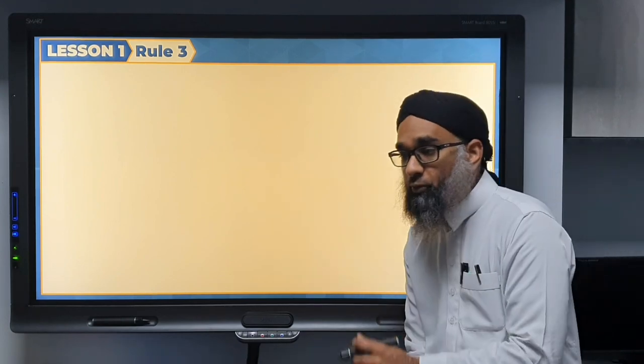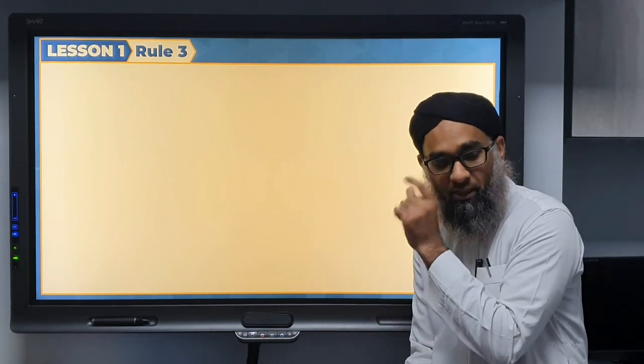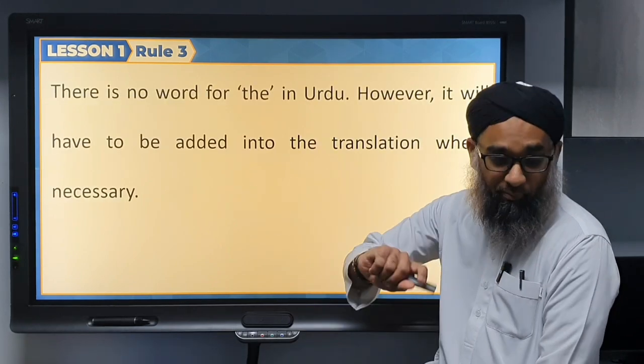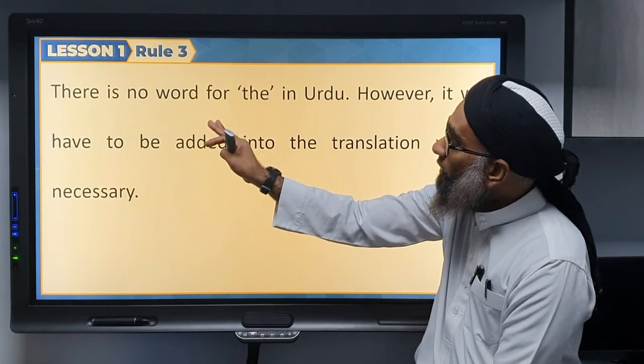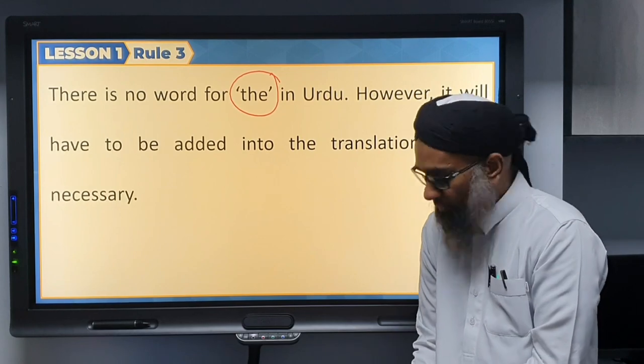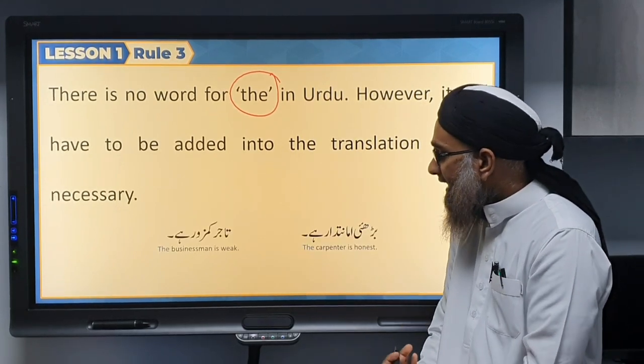So the first rule is the structure. The second rule is you have to add the word a and the accordingly. The third rule is, well, it's an offshoot of the a. There's no word for the in Urdu. As I said before, there's no word for the. Sometimes you have to add it in. So for example, here, you have barhai amanat dar hai.